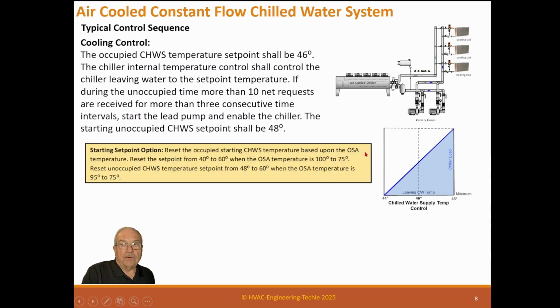Now, there's another option, a starting set point option. Reset the occupied starting chill water supply temperature based upon the outside air temperature. Reset the set point from 40 to 60 degrees when the outside air temperature is 100 to 75 degrees. Reset the occupied chill water supply temperature set point from 48 to 60 when the outside air temperature is between 95 and 75. So now these have this reset. And again, these temperature ranges are what you select. You would tell me what you want to do.